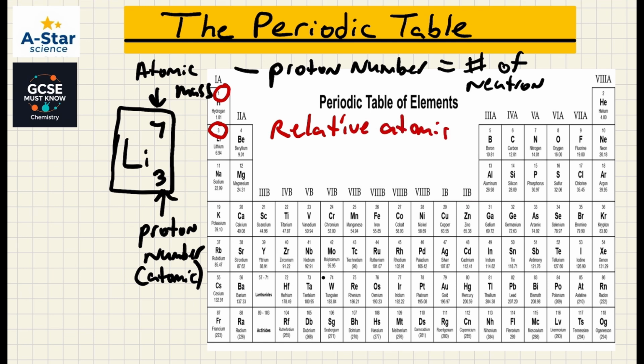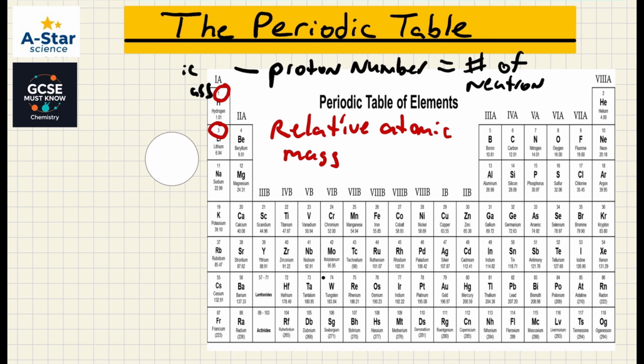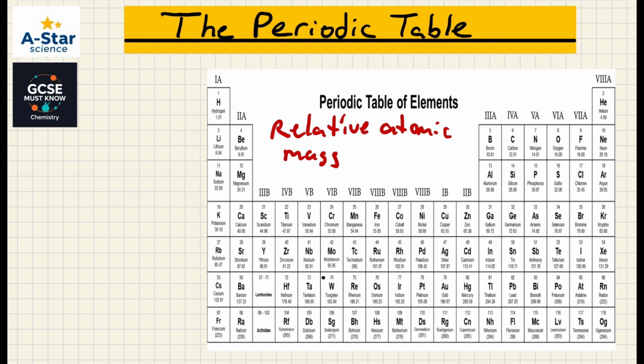And this is important to understand. For your GCSE, you will tend to see different numbers than the one I have on this periodic table because they are rounded up. Why? It's because atoms exist as multiple types, which we call isotopes. So let's look at that really quickly.